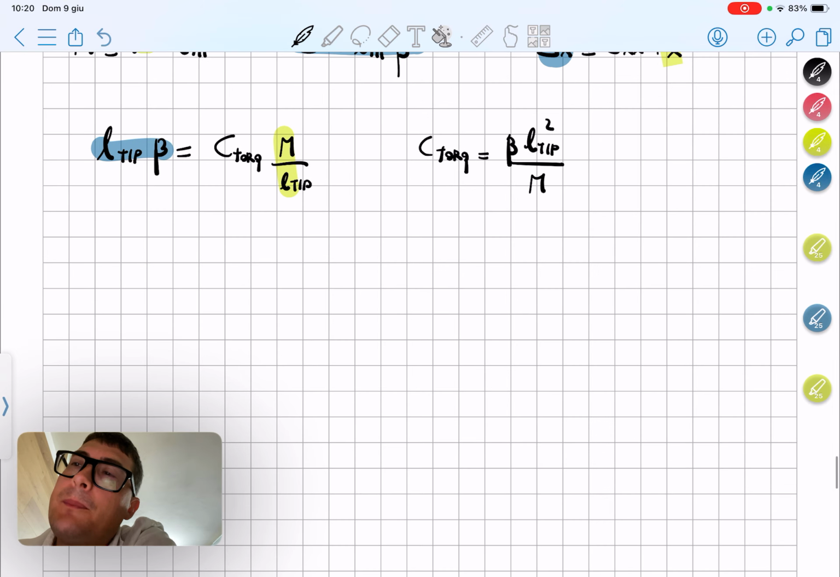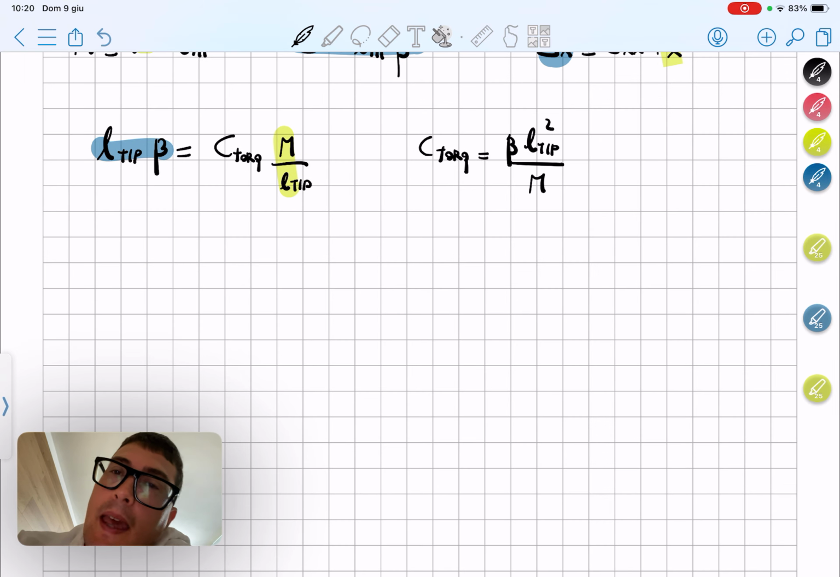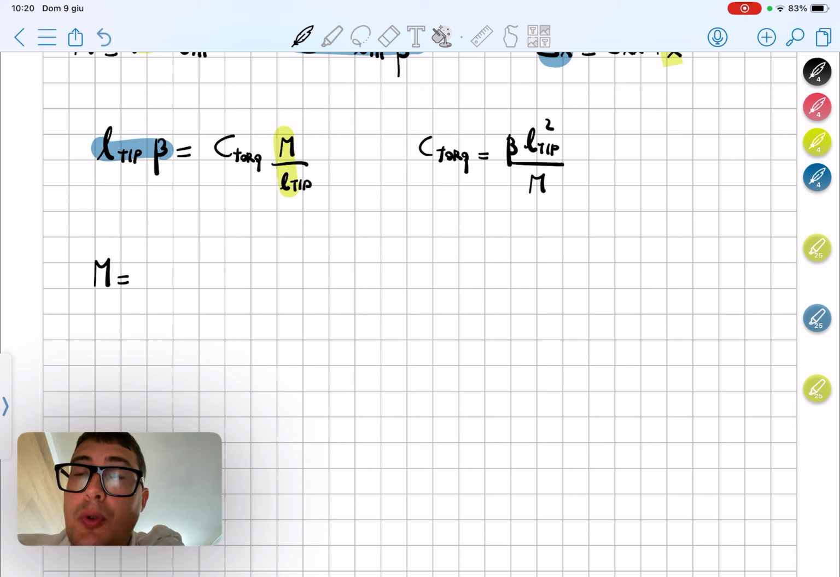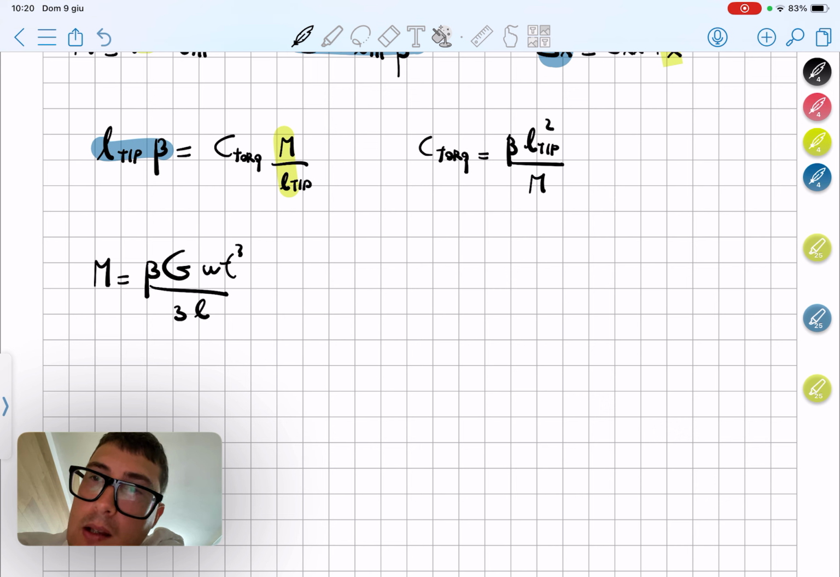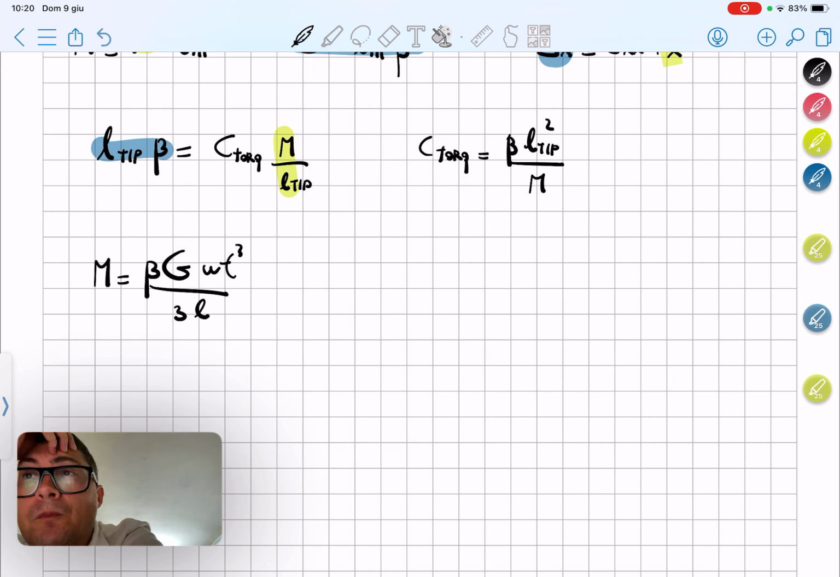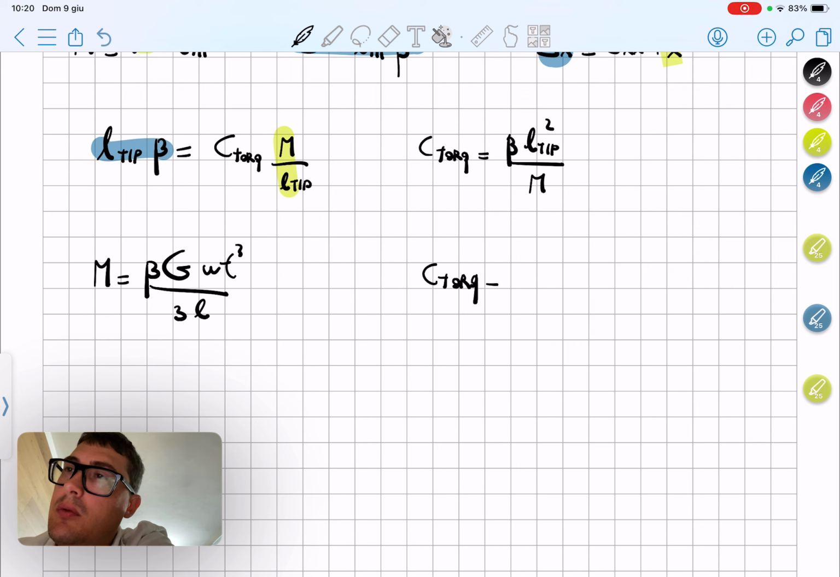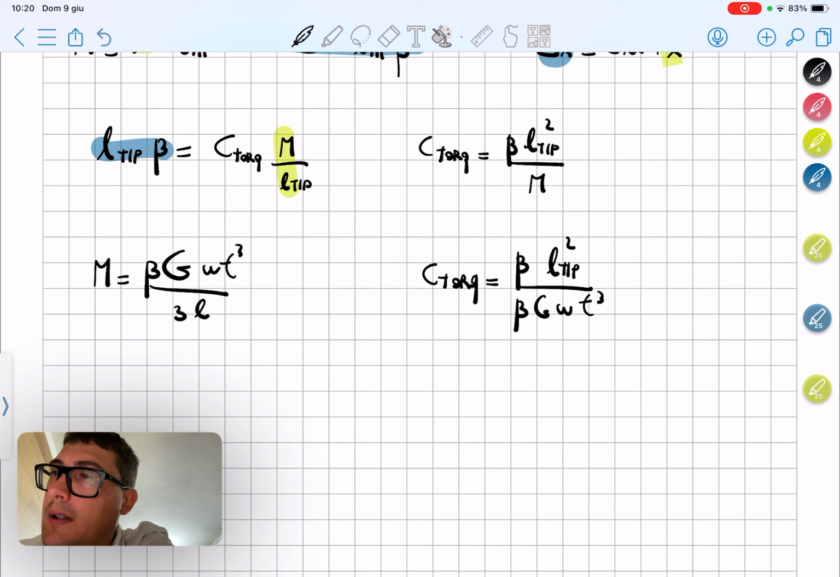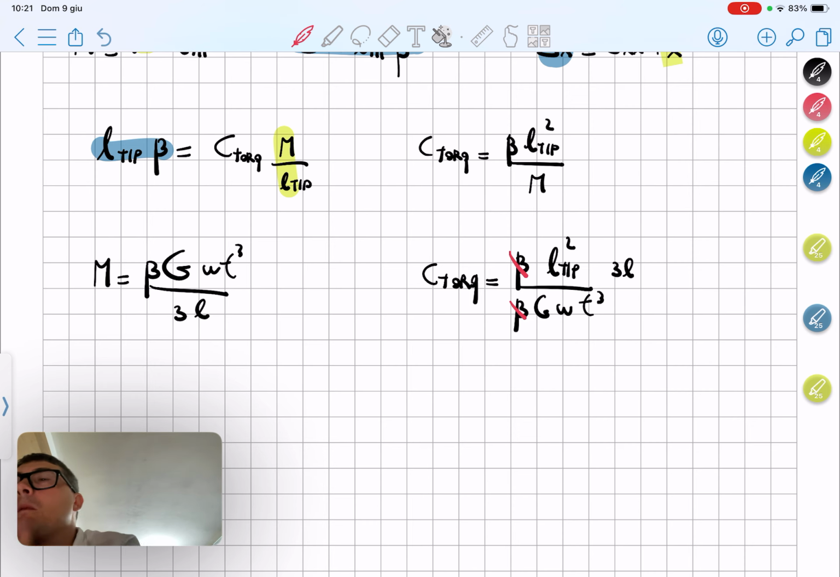Okay, now the bending moment m is very difficult to compute. Not difficult, but it takes time. I will give it to you as beta g omega t to the cube divided by 3L. So if I substitute this quantity instead of m, I have C torque equal to beta L of the tip squared divided by beta g omega t to the cube over 3L, I put it here. This beta goes. Okay, what is g? G is the shear modulus.